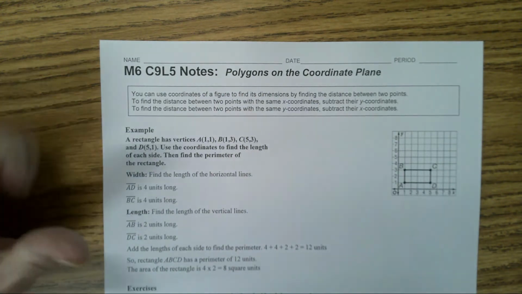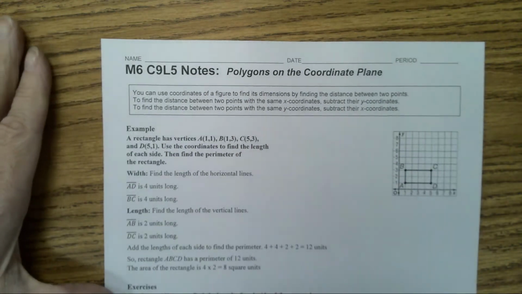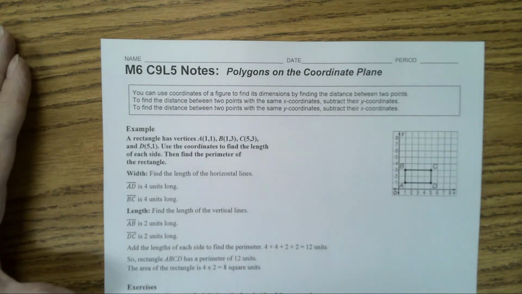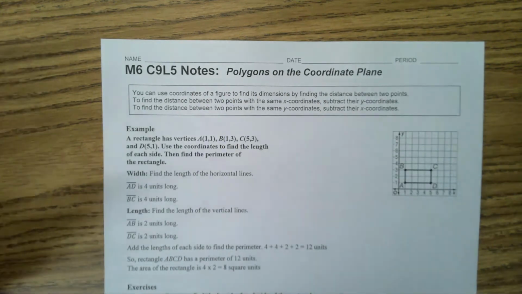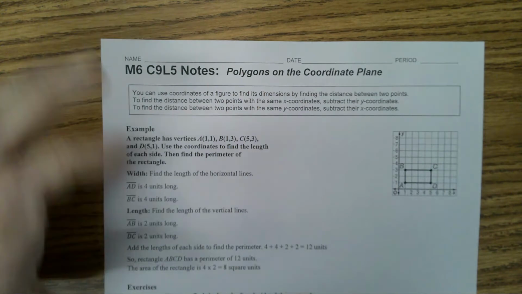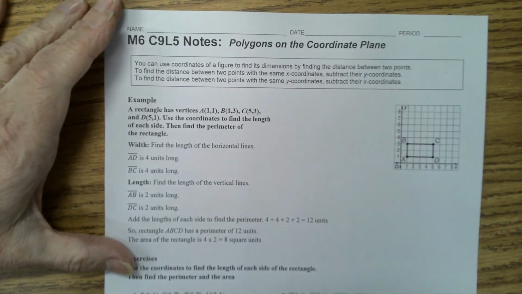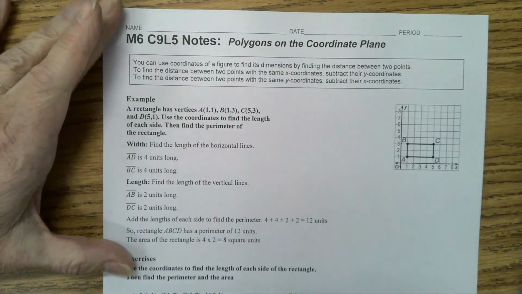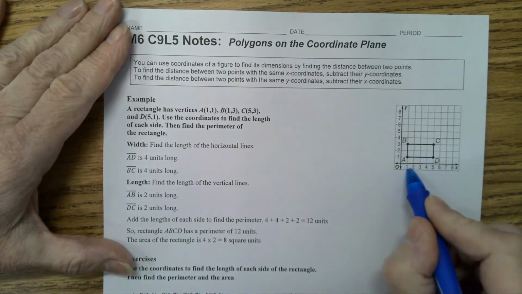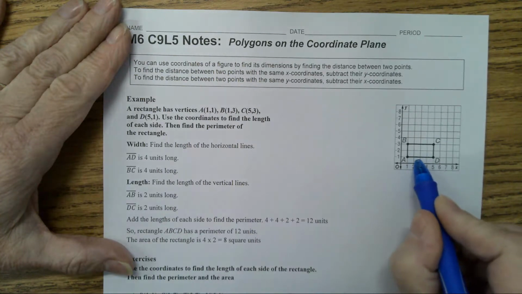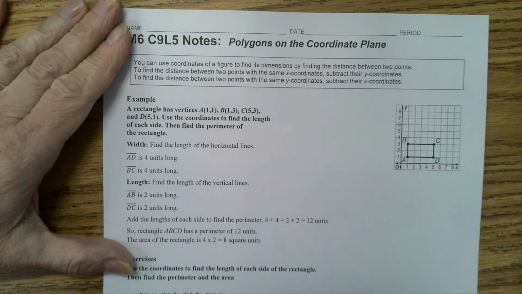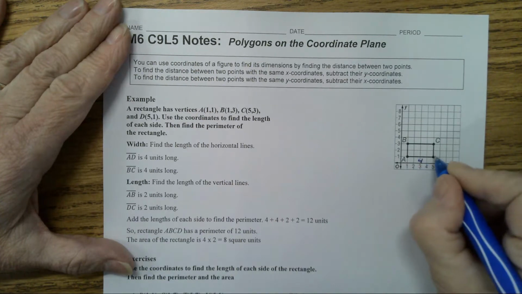All right, so Chapter 9, Lesson 5, Polygons on the Coordinate Plane. It says, you can use coordinates of a figure to find its dimensions by finding the distance between 2 points. Now, one technique is just to plot the points like they did here. If they're already plotted, you look at it. It's 1 in between each one, so this is 1, 2, 3, 4. This is 4, and the height is 2.